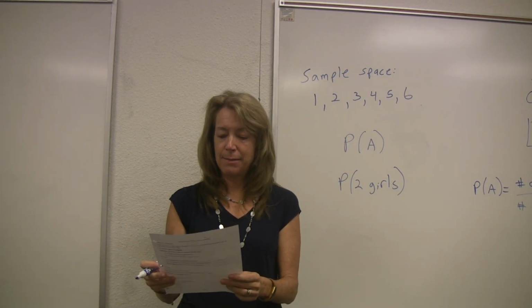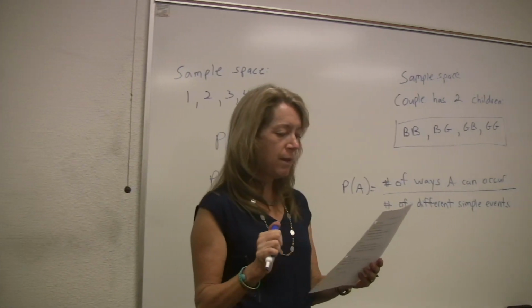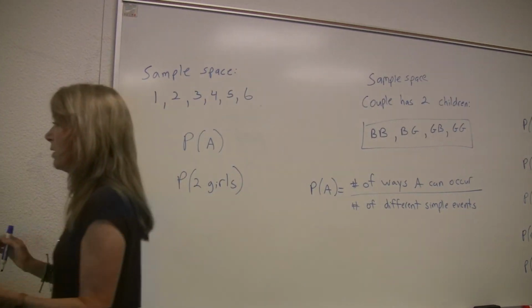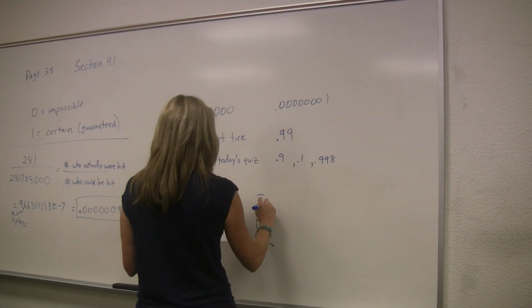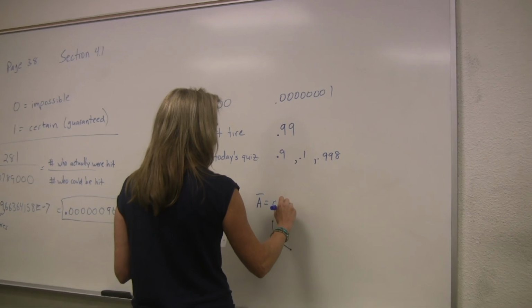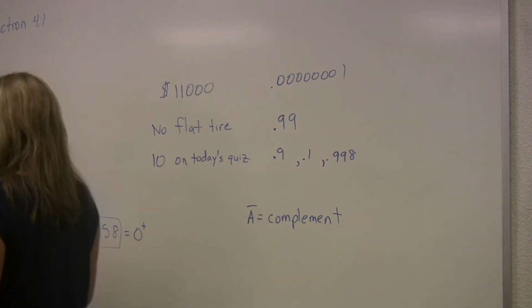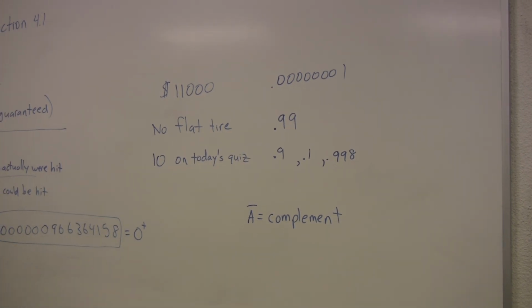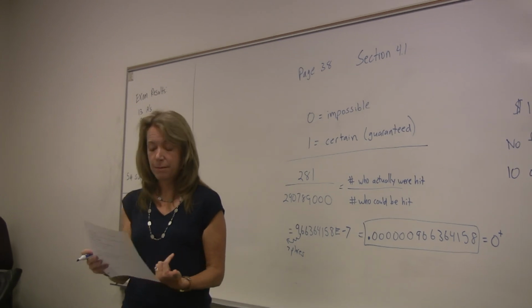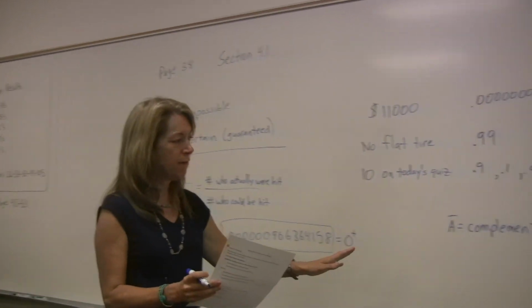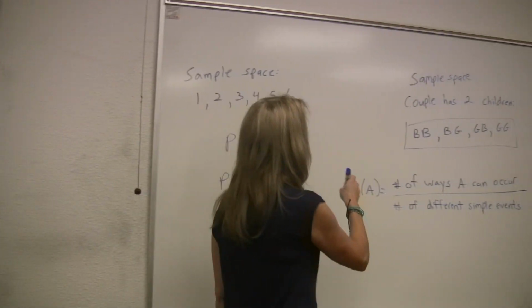Okay, what's next? Complement. The complement of event A, which we write as A with a bar over it. I know it looks like a mean, but we're talking about probabilities. It refers to the complement. It's all the ways in which A does not occur. Before we go into my example there, let's go back over here.